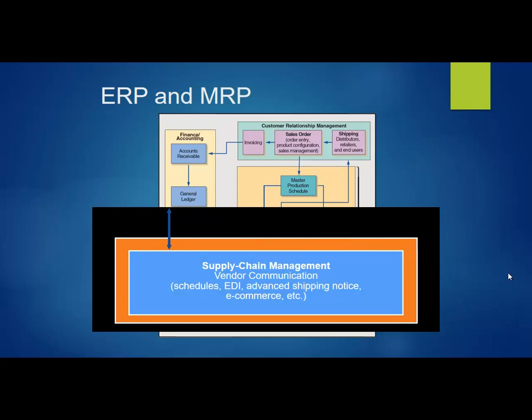From the other side of the MRP system, the ERP extends to suppliers and suppliers of suppliers. That adds the supply chain management component to the integrated system. It includes vendor selection, vendor communications, and other related supplier issues.